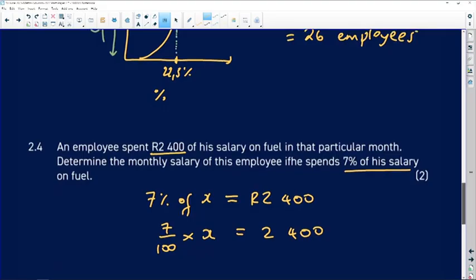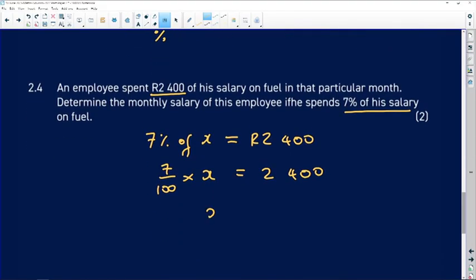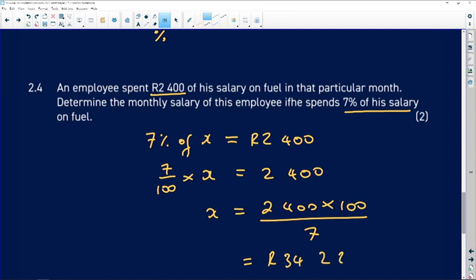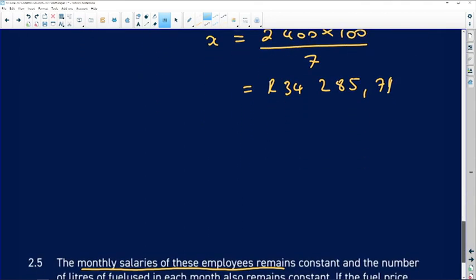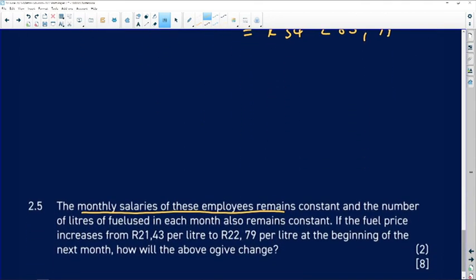Okay, now quickly, simple basic math. I think our x value is going to be 2,400 multiplied by 100 divided by 7. And I think from this calculation, we should get the answer 34,285 rand and 71 cents. This guy is earning that much, 34,000. Good money, very good money. Okay, cool. Now we're going to go to the follow-up question, which is question 2.5.